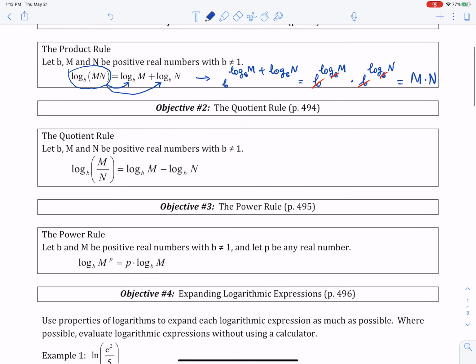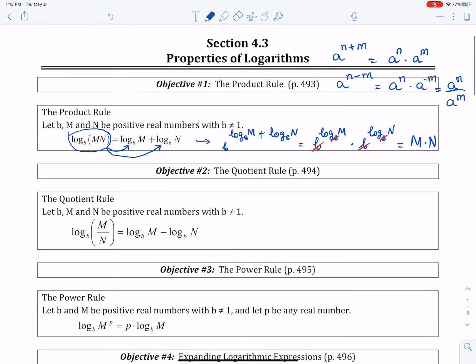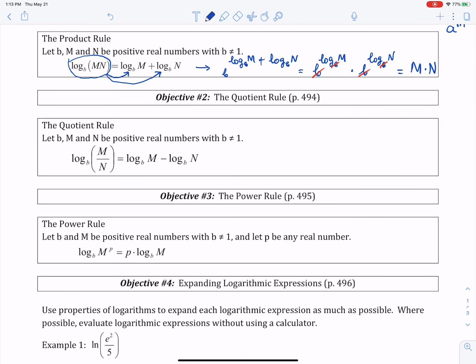The quotient rule is proven very similarly. If that was a minus, the property for the minus: a powered by n minus m is going to be a to the n times a to the negative m. Well, negative power brings the base to the denominator, a to the m. So based on this property is that next rule called the quotient rule.